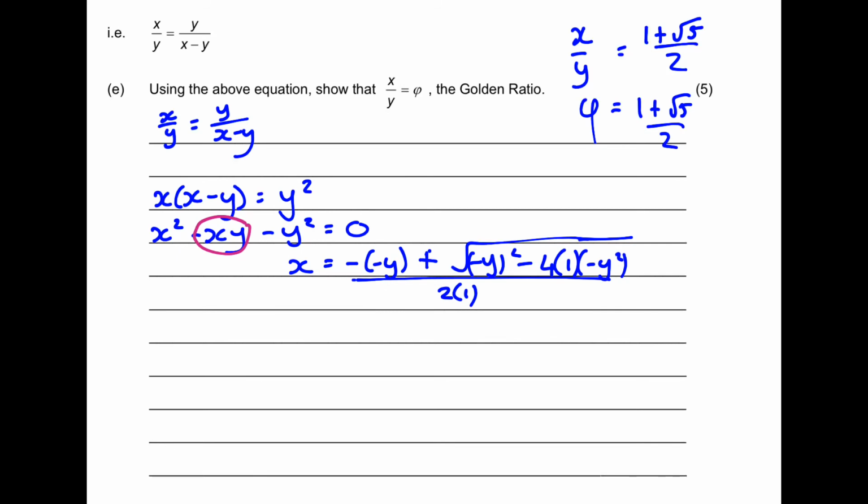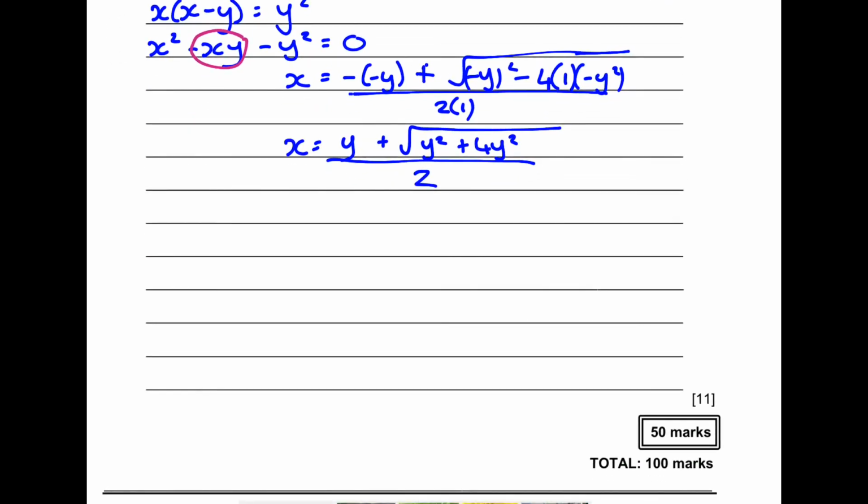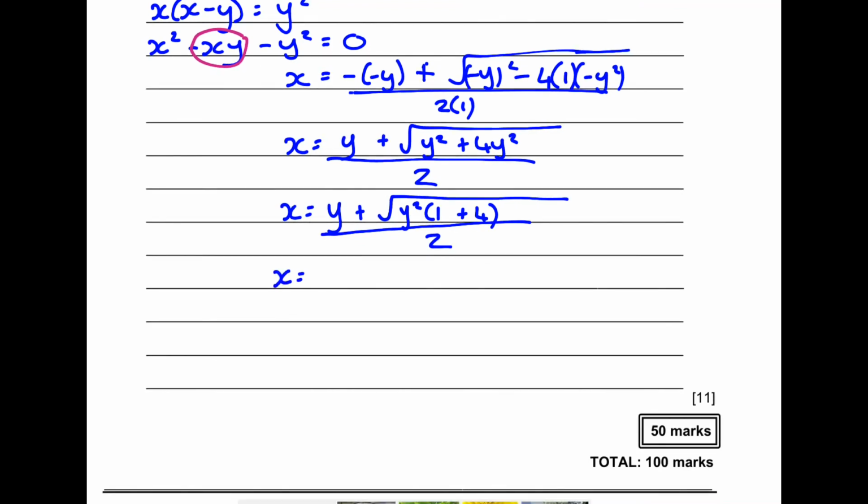Remember your substitution step's quite important. Now simplify what you can. So x equals y plus, in the square root, y squared, negative y times negative y, and then plus 4y squared, and that's all over 2. Now, in the square root, you can factorize out a y squared. So we'll have y plus the square root of y squared into 1 plus 4, over 2. You might see where we're going with this. Now, we know that the square root of y squared is y, and we'll be left with the 1 plus 4, which is 5, and that's all over 2.